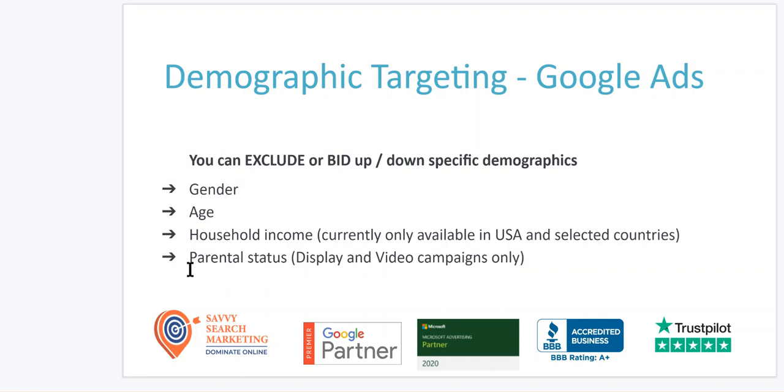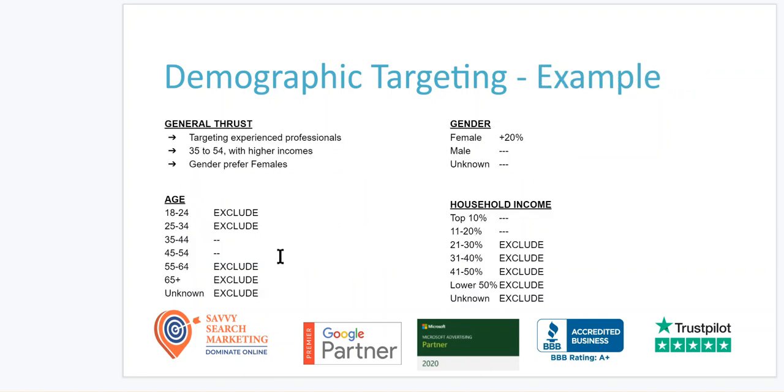up and down. I have a good example here where, let's say, we have studied our historic data and our client profile, and we've decided that we only want to target ages 35 to 54 with higher incomes, and that we prefer to target females because they have converted better historically. So this is how it's going to look based on the demographic categories available in Google Ads.